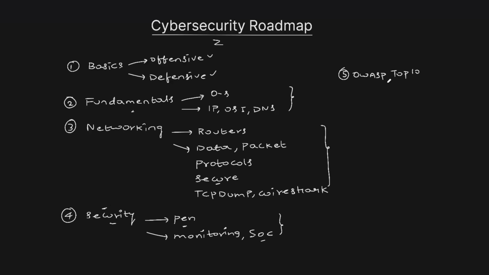What is OWASP Top 10? Every year there are a lot of cybersecurity attacks. They are CVEs, that is, critical vulnerabilities. What OWASP does is identify the top 10 that have a major impact on the ecosystem, and it calls them the OWASP Top 10. This is updated every year.